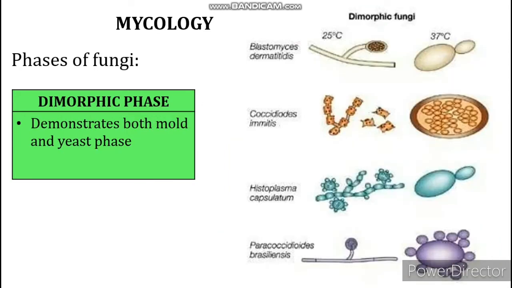And your last phase is your dimorphic phase. So from the name itself, di meaning two, because it demonstrates both the mold and the yeast phase. Examples of dimorphic fungi are your Blastomyces dermatitidis, Coccidioides immitis, your Histoplasma capsulatum, and your Paracoccidioides brasiliensis, which we'll be talking about them later on.